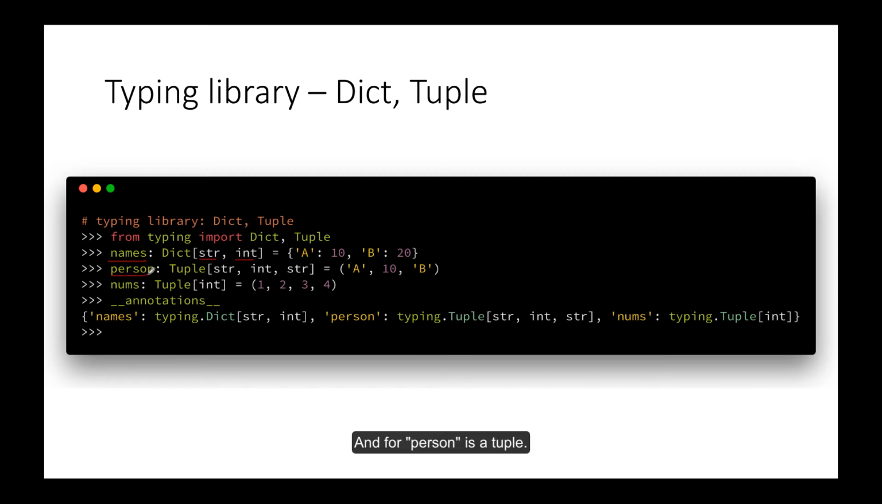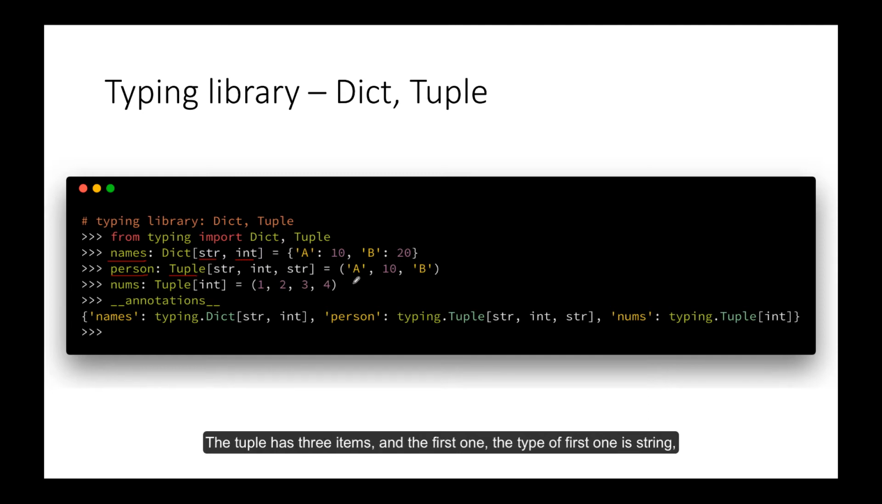And person is a tuple, and for tuple we know that we can't change values in the tuple. So here the tuple has 3 items, and the type of the first one is string, the second one is integer, and the third one is string. Nums is also a tuple, and we can use one integer type with an ellipsis because we already know that all the elements in this tuple are integers. And also we can use underscore annotations to check the key value pairs for our annotations.